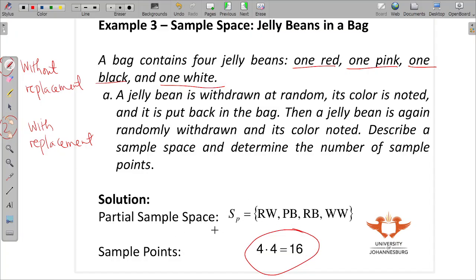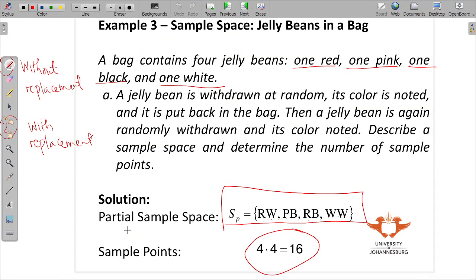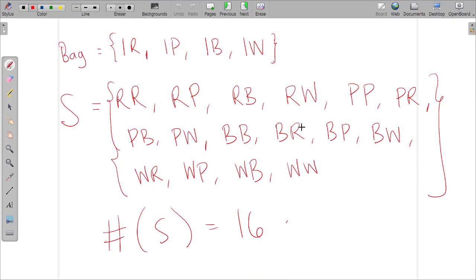This is called a partial sample space because it is taken out of the sample space. You see, this red, white, pink, blue, red, blue, white, white is taken out of these ones. So that is why it is called a partial sample space. But the sample space is given as this, and this is the number of sample points.